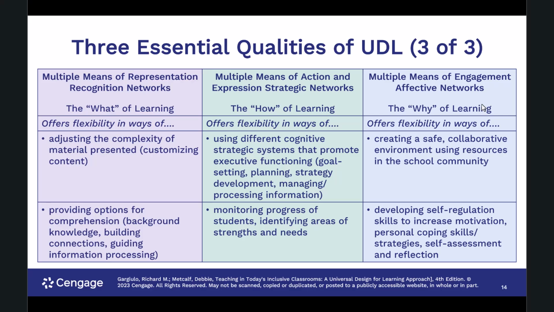Again, back with representation, we have to offer flexibility in ways of adjusting the complexity of material presented, so customizing. And then providing options for comprehension, so that background knowledge, building connections, guiding our information processing for the students. Multiple means of actions and expression. We are using the different cognitive strategic systems that promote executive functioning, goal setting, planning, strategy development, managing and processing the information, and we're monitoring progress of students.